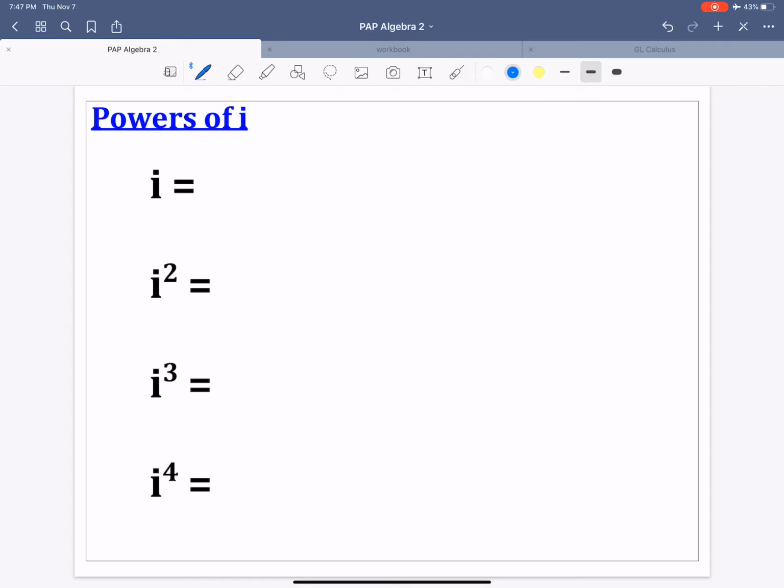All right, here we go. So here's the next concept of complex numbers or imaginary numbers that you're going to be expected to know.